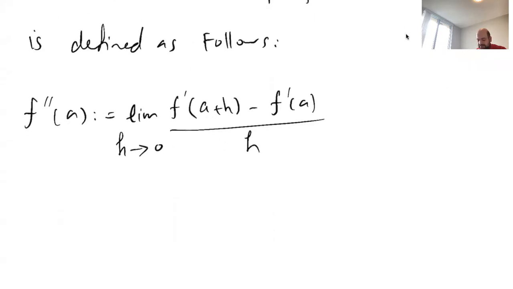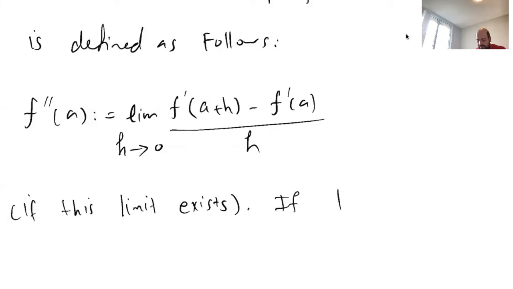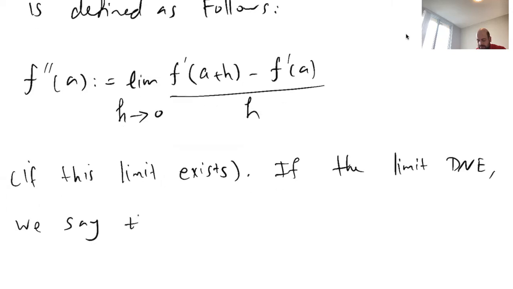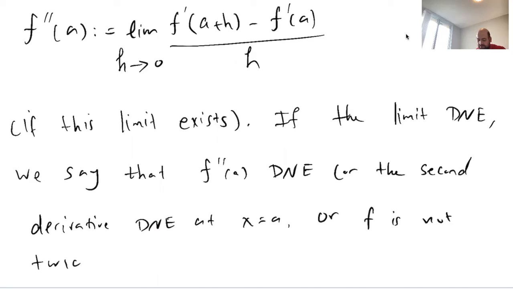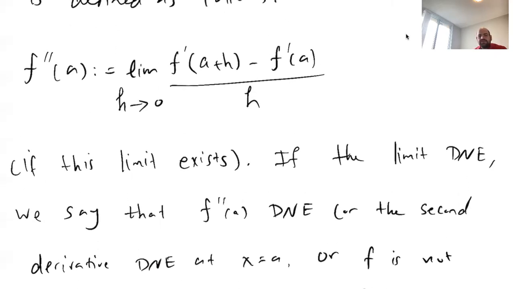Okay, of course, if the limit exists. If this limit exists, and if the limit does not exist, we say that f double prime of a does not exist, or the second derivative does not exist at x equals a, or sometimes we say f is not twice differentiable at x equals a. And so this is the second derivative at the fixed point.